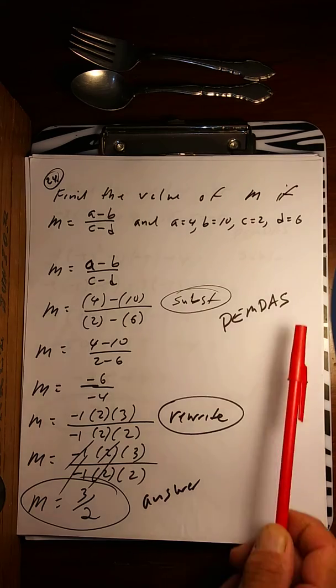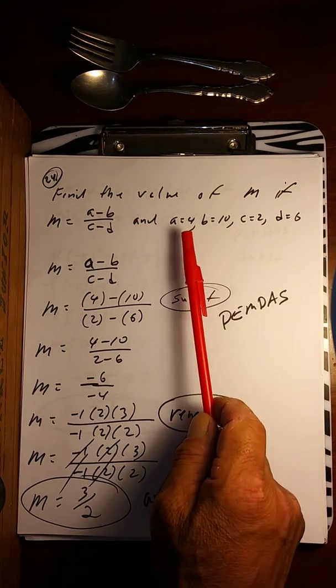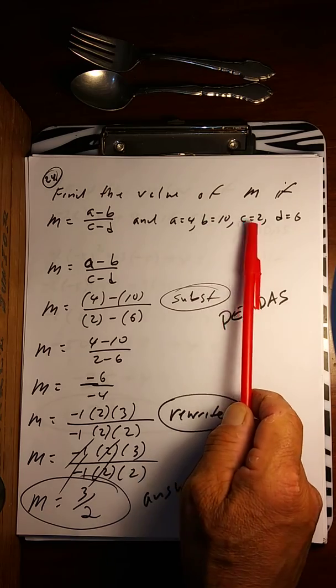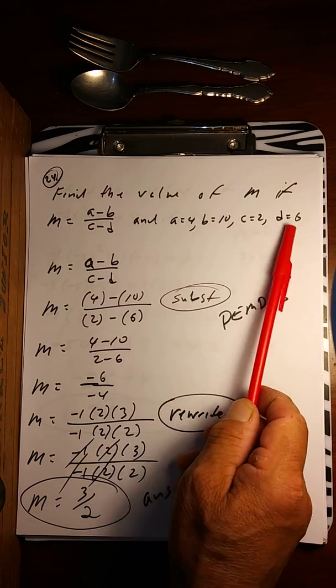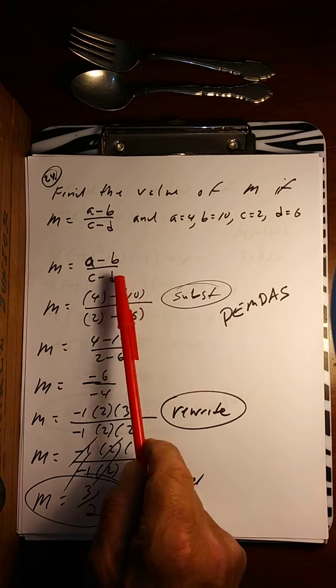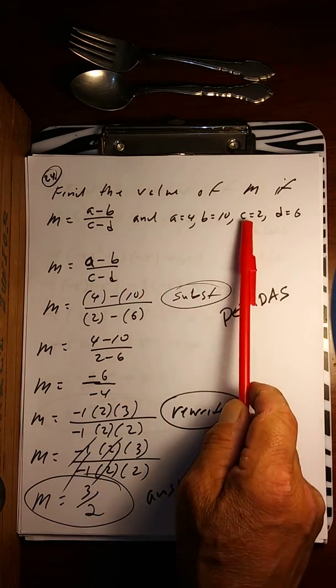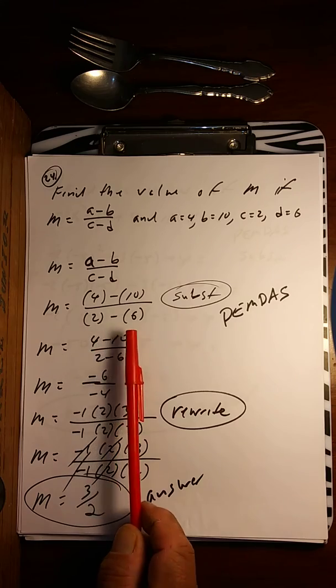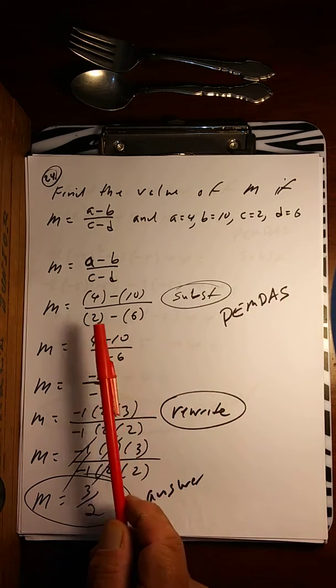Find the value of m. M is this formula right here, with A, B, C, and D. So for A, B, and C, we're going to put all these numbers back in here. What is A? 4. What is B? 10. What is C? 2. What is D? 6. Put them in there.